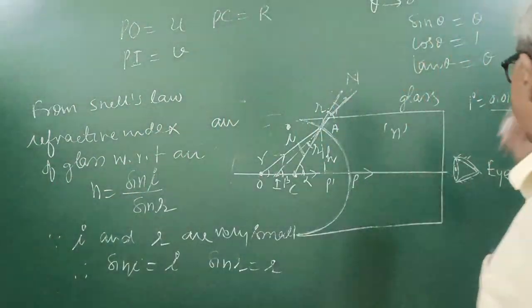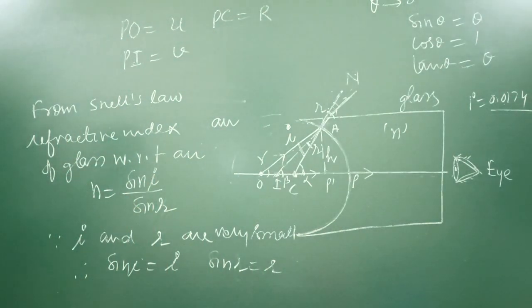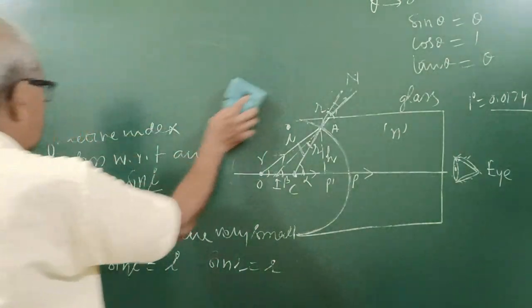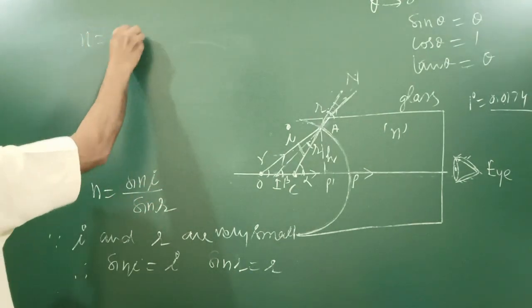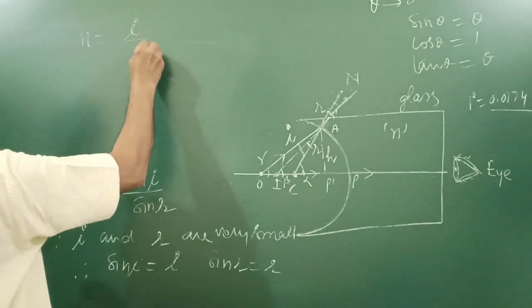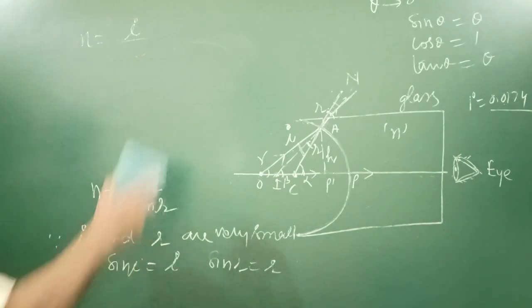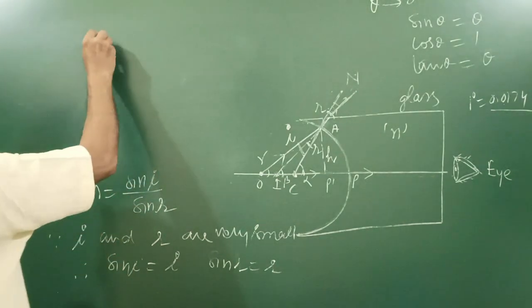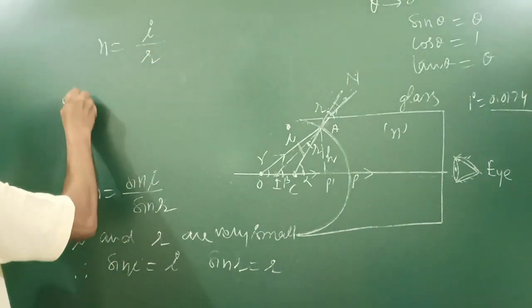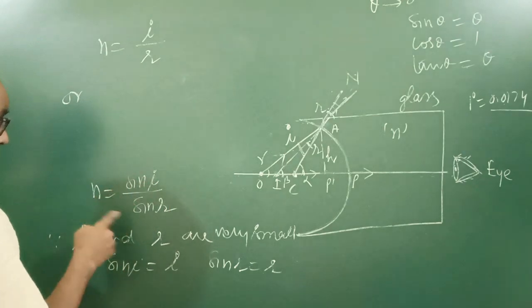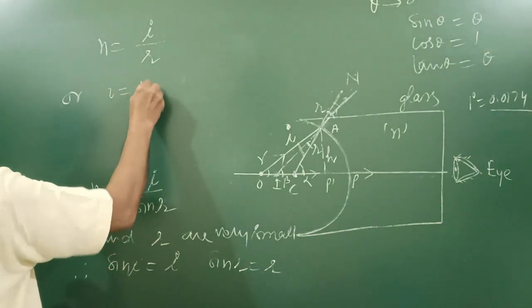So I have told many times, this equation can be written as n equal to sin i upon sin r, or sin i equal to n sin r.